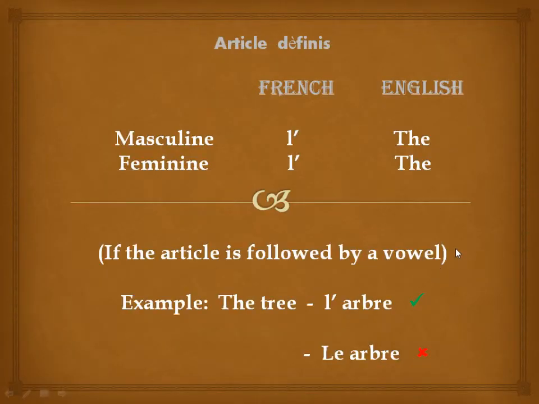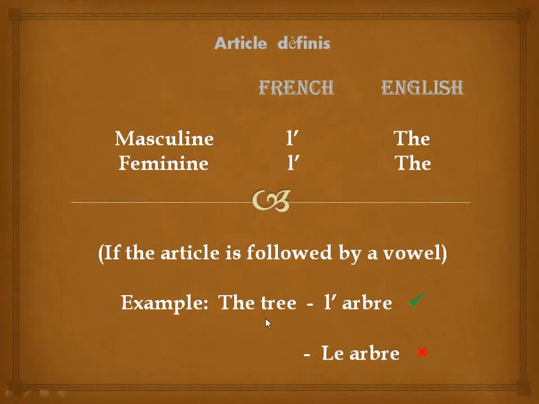Now there is another form of definite article, that is l', which we have already discussed in accents and orthographic signs also: when a word ends with a vowel and it is followed by a word that begins with a vowel, then we need to omit the vowel of the first word. So here also, if the article is followed by a word that begins with a vowel, you need to drop the vowel of the article.